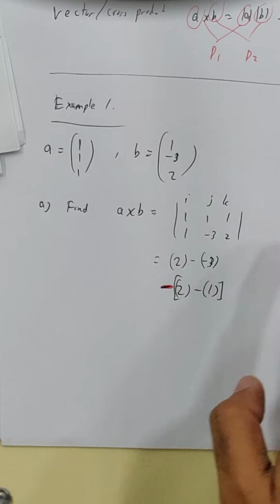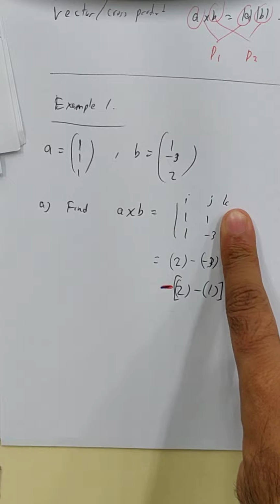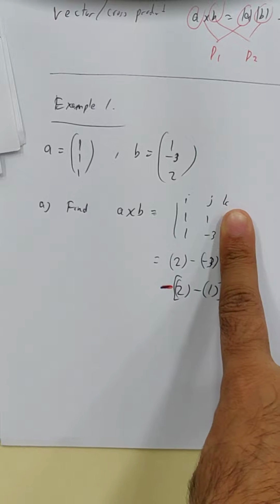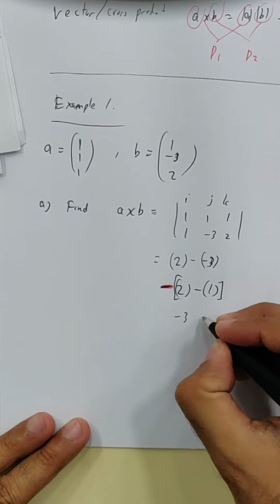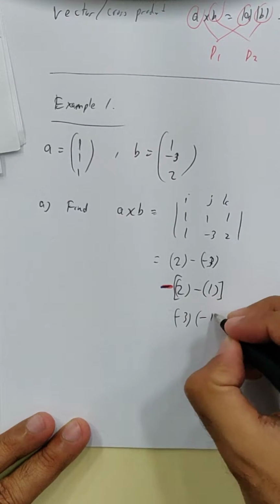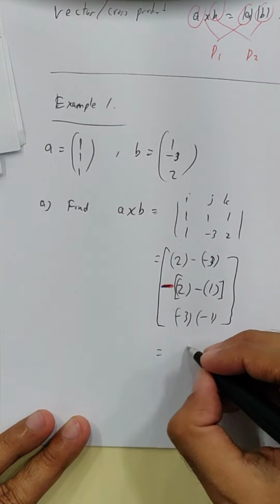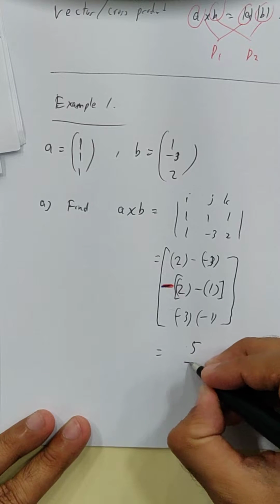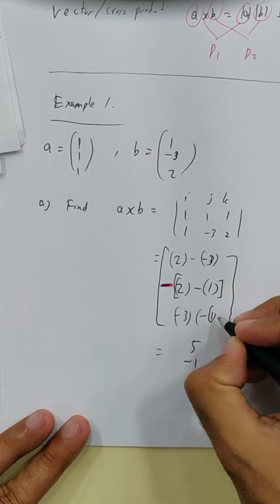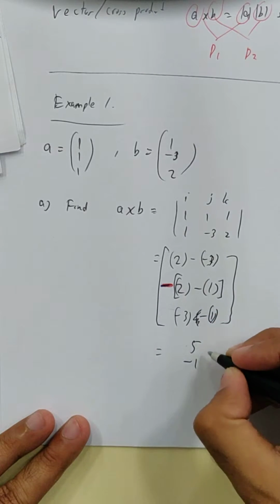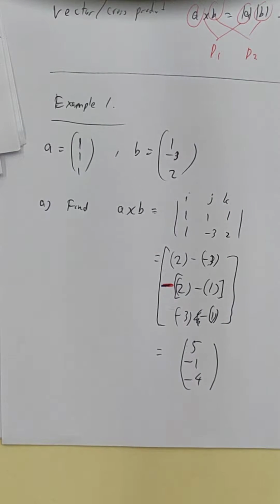And then, what about K? I close K, so what do I get? Negative 3 minus 1. So overall, 5, negative 1. I think I make a mistake this one. Negative 4. Are you okay?